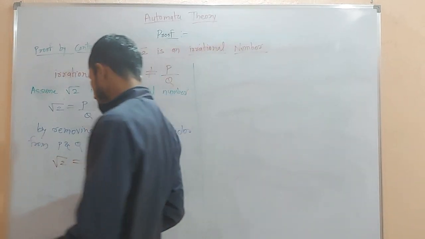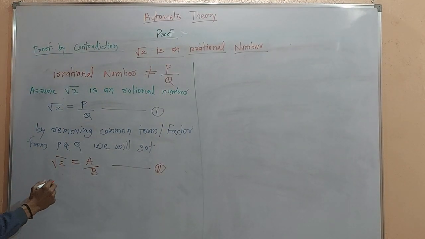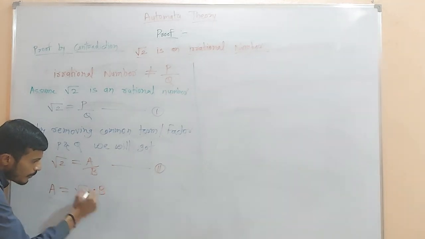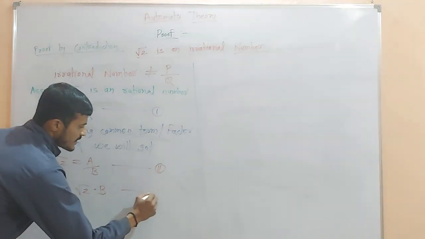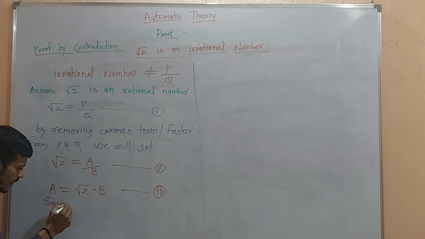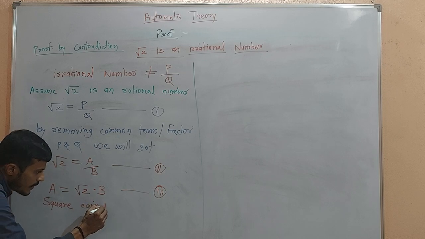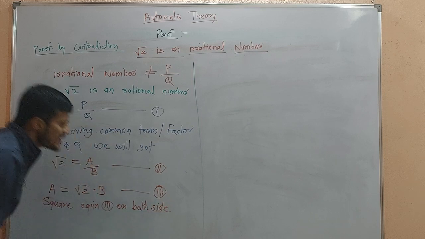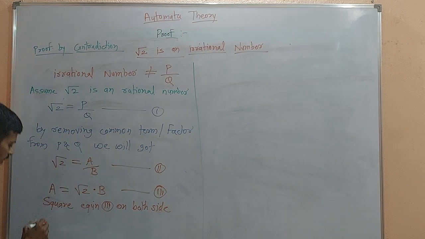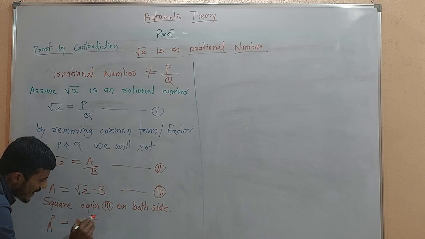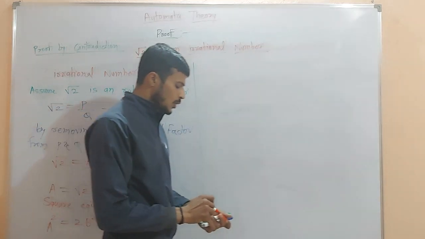So now what to do? Let us simplify this. What will be the solution? a will be equal to root 2 into b. Let us say this is equation number 3. Squaring equation 3 on both sides, the resultant will be a square equals 2b square. a square is equal to 2b square.